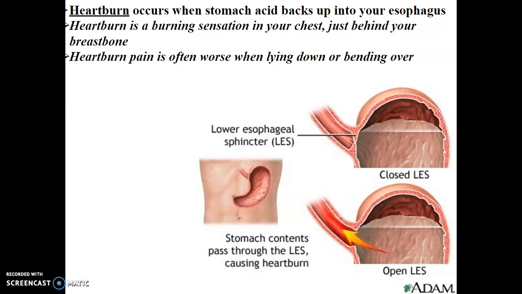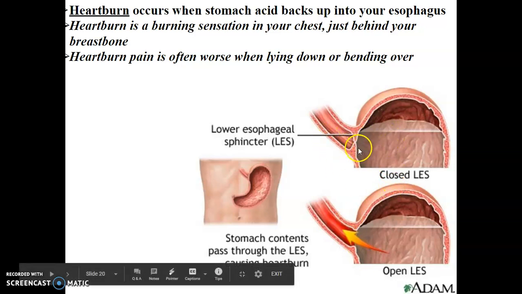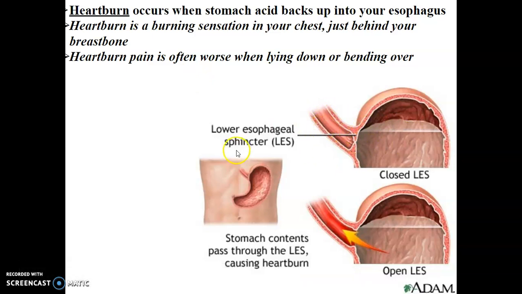Heartburn. Heartburn is something that is fairly common. It occurs when the stomach acid backs up into our esophagus. Okay, it backs up. Normally, if our lower esophageal sphincter is closed up, everything's good. Okay, this, even if it's liquid, is not going to be able to back up. If there's a slight opening, this starts backing up. It starts to burn the esophagus. It feels that painful sensation.